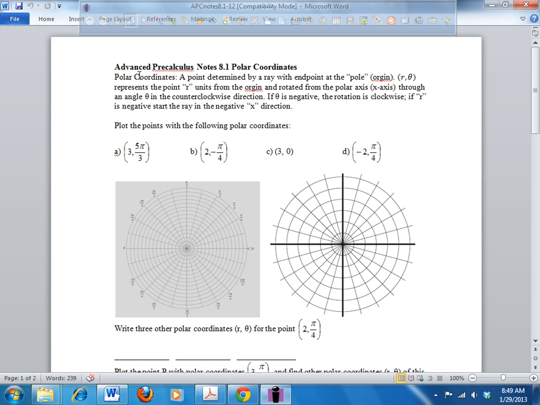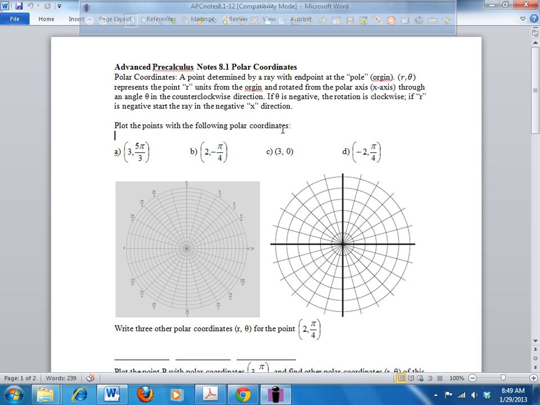Learn about polar coordinates. Polar coordinates are determined by a ray with a point at the pole, the origin. (r, theta) represents the point r units from the origin, at an angle theta. A positive angle is measured counterclockwise; a negative rotation is clockwise. The ray starts in the x direction. You'll see what this all means in a second.